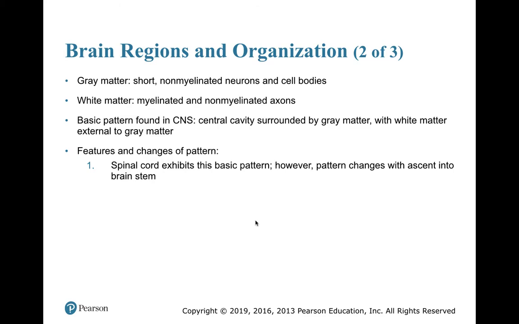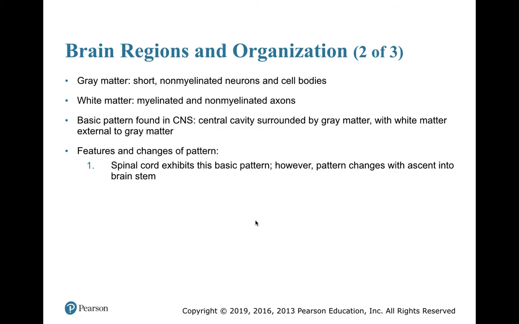Those cell bodies are where processing is going on. White matter is myelinated, but there are also non-myelinated axons within the white matter. Myelin has a whitish color to it. The basic pattern you find in the central nervous system is a central cavity surrounded by gray matter with white matter externally to the gray matter.